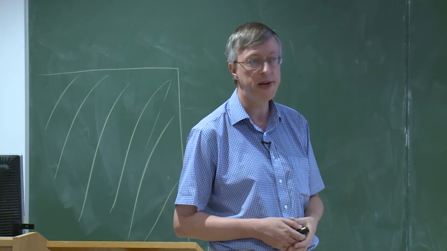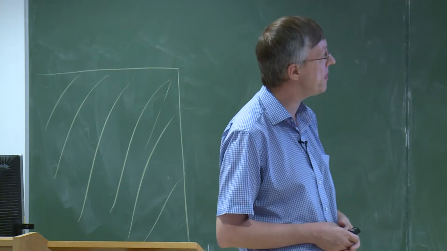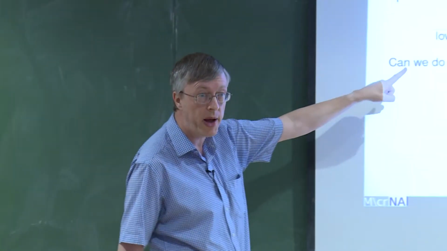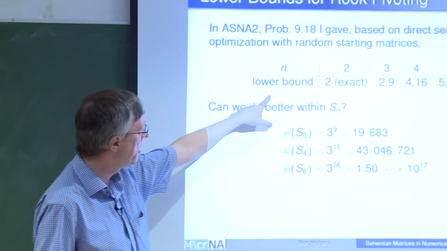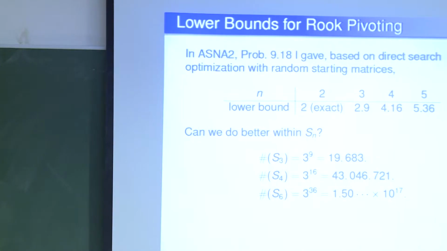You know, what's the worst case? So this is something we can try and look at with the help of Bohemian matrices. In my 2002 book, I gave as a problem the investigation of rho n for Rook pivoting, and I gave this little table here, which was based on some simple computations with a direct search method, the nla-group method and similar methods. So by doing a little bit of optimization, I obtained these lower bounds on the growth factor. So I had a matrix that achieved growth of 5.36, a 5x5 matrix, for example.